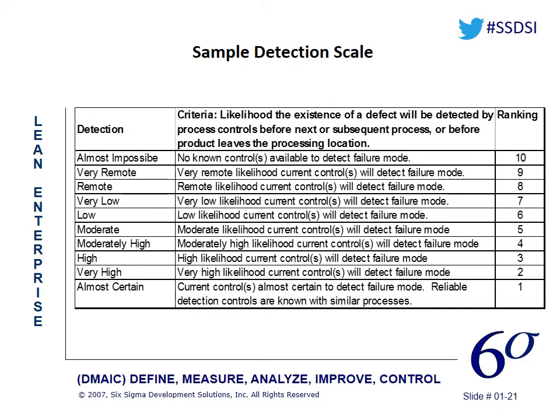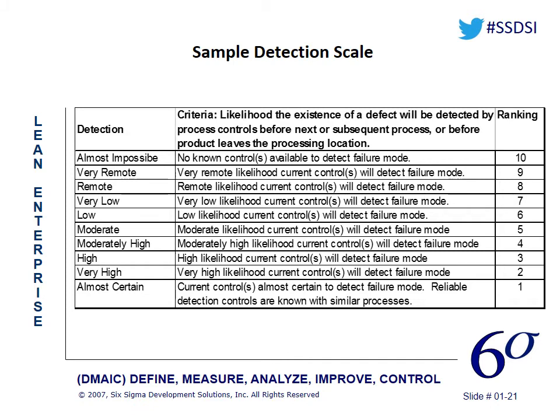Here is a sample detection scale, pretty straightforward. A detection ranking of 1 says that our current controls are almost certain to detect the failure mode. All right, so we have really reliable detection controls, and they detect those failure modes. And it could also mean that we actually have systems put in place to keep the defect from happening. We have poka-yokes in place to keep the defect from happening.